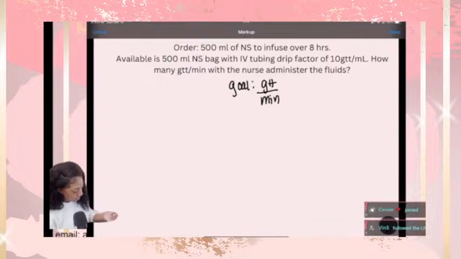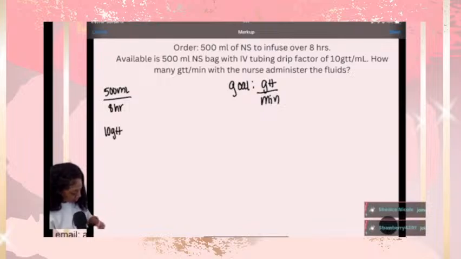Okie dokie. All right, so let's look at our relationships. We got 500 milliliters to go over 8 hours, and then we have a drop factor of 10 drops per milliliter. Okay, so we need volume over time, right? So we are looking for drops on the top.